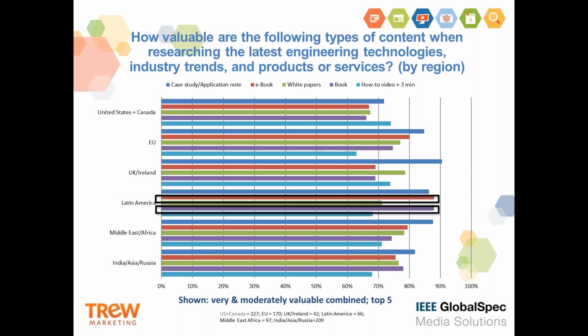And then in the US and Canada, the second most valued content type is how-to videos over 3 minutes. So that's really interesting. You remember on the overall chart, we saw how-to videos was like number 4 or 5, but when you start to get into this regional and age data, you start to see what regions or ages or age groups are driving some of those preferences.